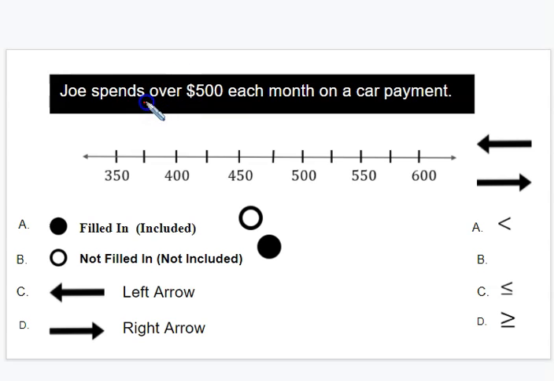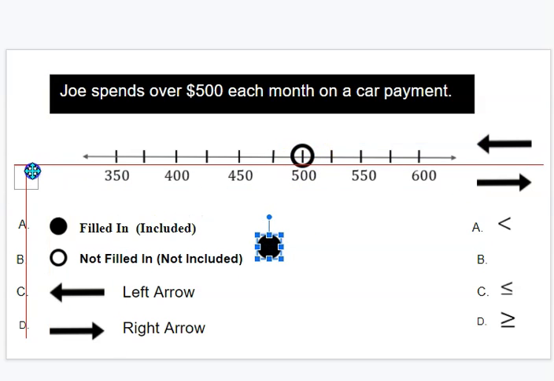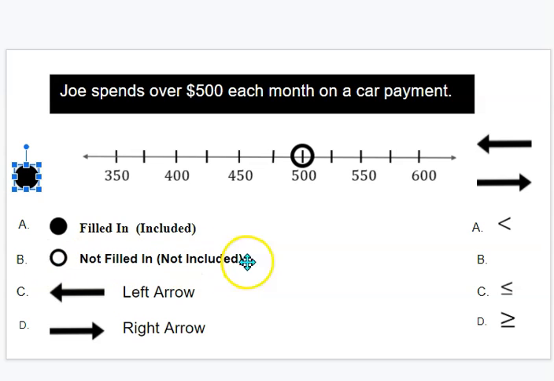If I say over 500, does that mean 500? If it does, you're going to answer letter choice A. If over 500 does not include 500, then you're going to answer B. That is correct. It is not included. So we will use the open circle, or what we call a non-shaded circle, not filled in, because it's not included. Over 500 means I'm not going to spend 500, I'm going to spend more than 500.